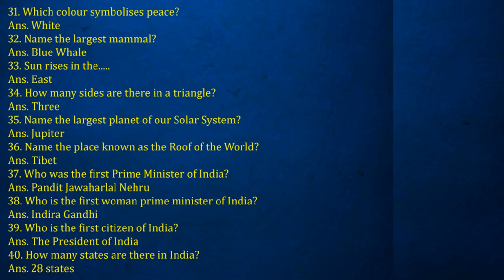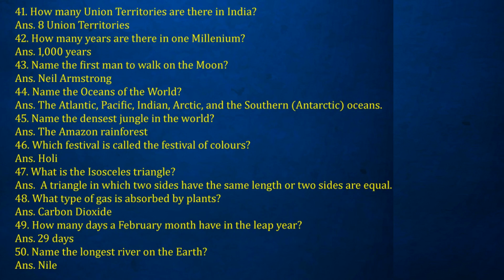38. Who is the first woman Prime Minister of India? Ans. Indira Gandhi. 39. Who is the first citizen of India? Ans. The President of India. 40. How many states are there in India? Ans. 28 states. 41. How many union territories are there in India? Ans. 8 union territories.